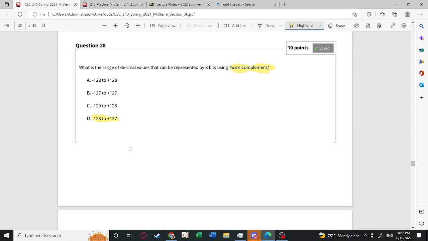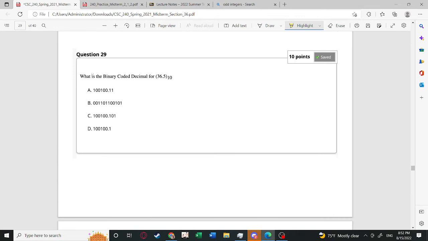Question 29. What is the binary coded decimal for 6.5? So it is not C, it is not A, it is not D because they all have decimal points. It's B. Okay. A binary coded decimal does not have a decimal point. There's no decimal point.